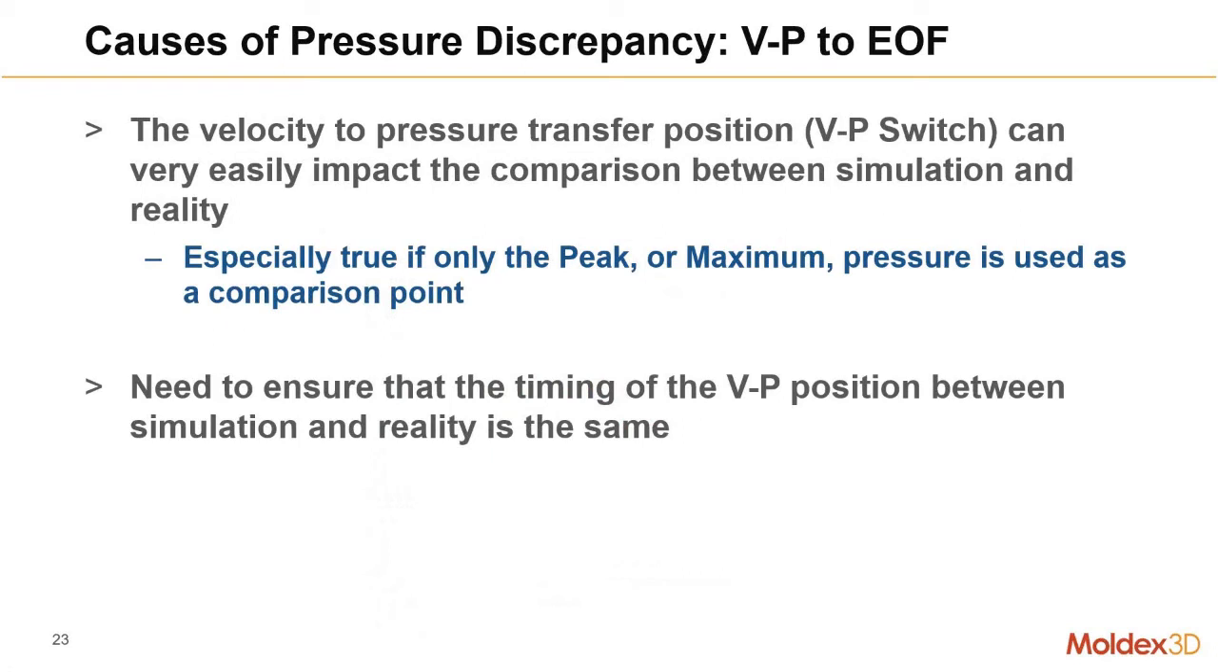If I'm using a 98% switchover, which means that 98% of the volume of my part has been filled, whereas in reality, let's say maybe I'm switching over at 5 millimeters, how is that supposed to correlate to 98%? It doesn't. That's the simple explanation. Whenever we're trying to correlate sprue pressure to reality, this is also another big factor that we look at, is to see whether or not the VP switch position is in the correct location.